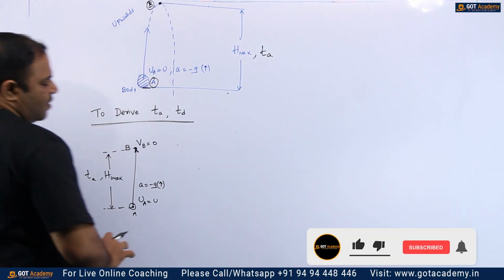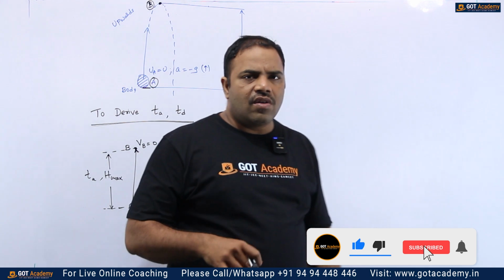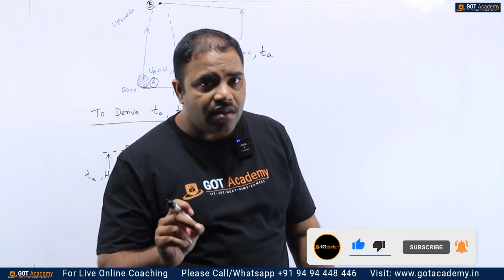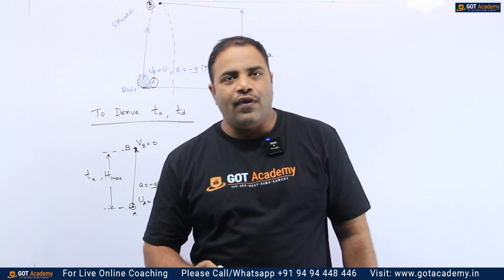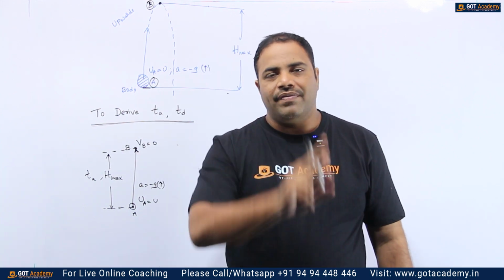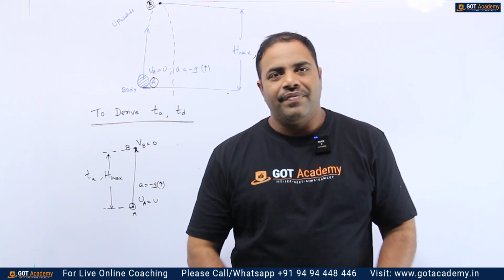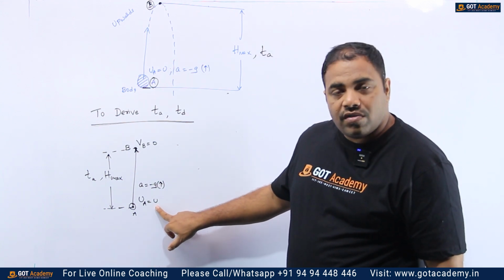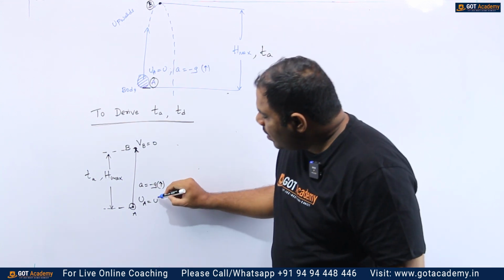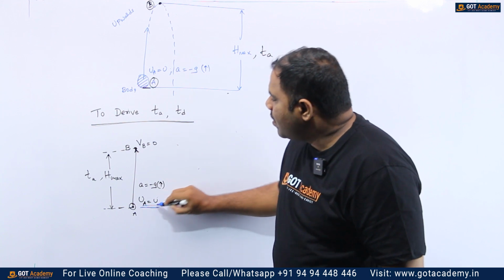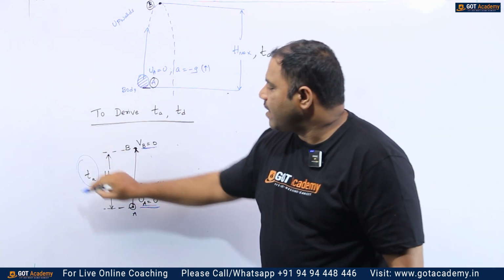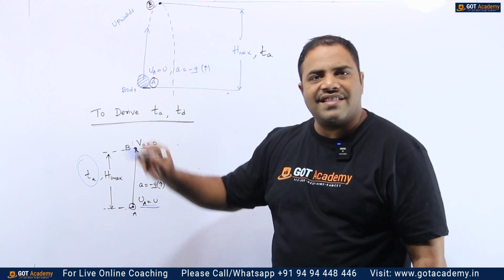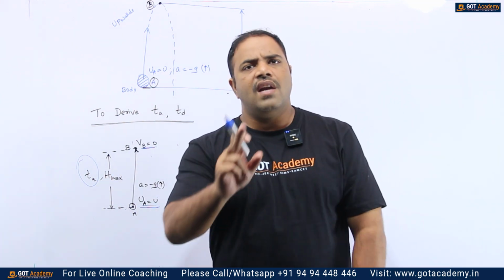So how to find this? Remember, my dear children, previously I told you that if you know two different velocities as well as time, then you have to go for kinematic equation number 1, that is v equal to u plus at. If this velocity is known, isn't it? Velocity at point A is known, velocity at point B is also known, and you are saying the time taken from this point A to B as time of ascent. So two different velocities and one time is known.